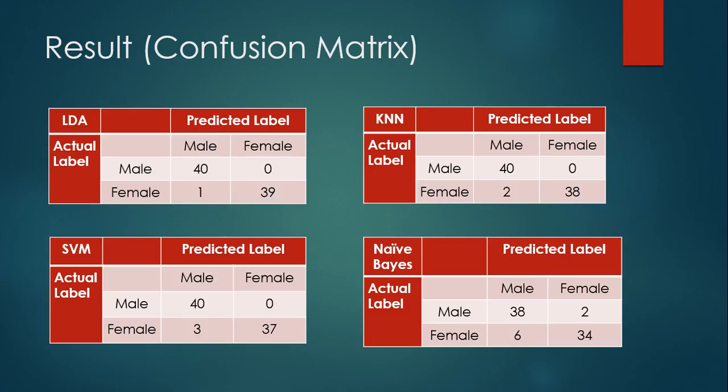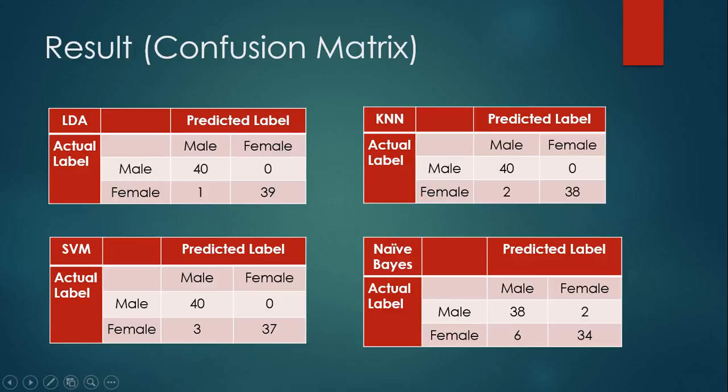This is the result when you run my code. These are the confusion matrices, five in total, one for each classification algorithm. First, I'll discuss LDA. For male, I checked 40 males, and the prediction was done correctly for all 40 males, and there was no wrong prediction, as you can see here. For females, there was one wrongly classified as male. So for LDA, there was in all one wrong classification.